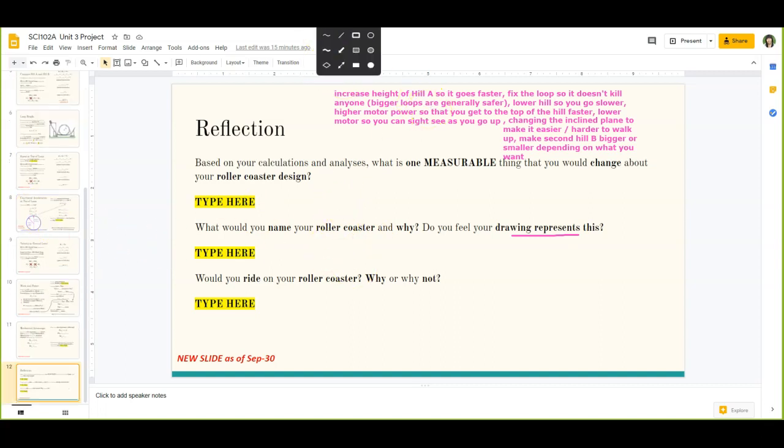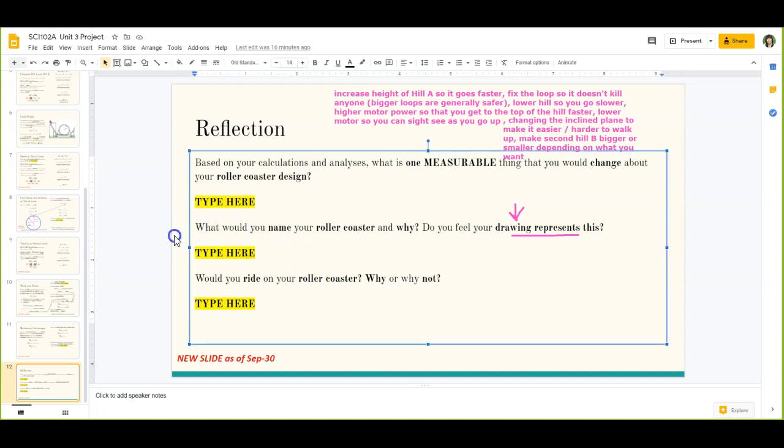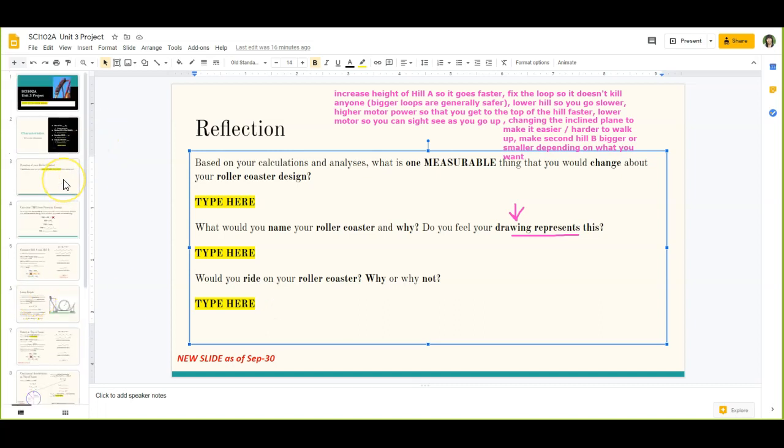All right. So what would you name your roller coaster and why? So again, tell me what would be the name. Why would you name it? And again, the reason we want you to hand draw it is because we want to know, does your drawing represent this? So does it have specific colors, specific designs? Did you add a bunch more loops that we didn't do calculations for? We only did calculations for one loop, but did you add more things that you feel like would have represented your roller coaster? And finally, would you ride on your roller coaster? Why or why not? This is just getting to know you. Obviously, not all of us want to ride roller coasters.